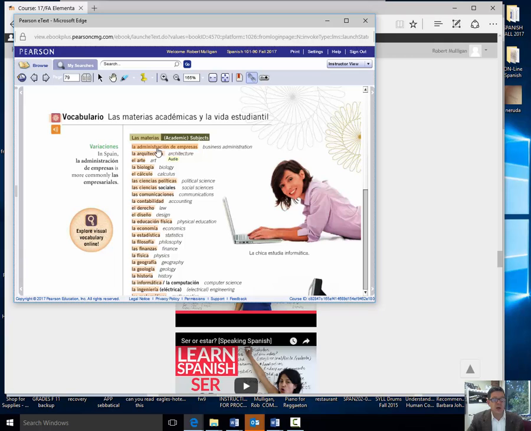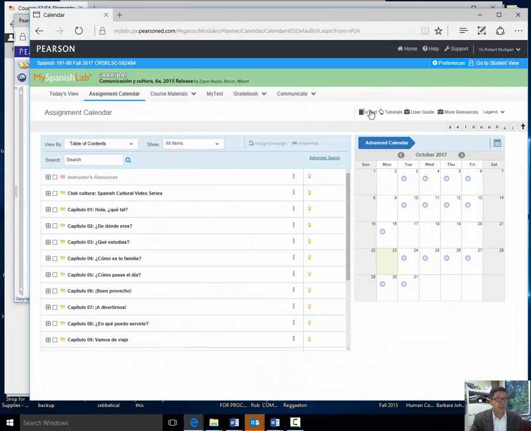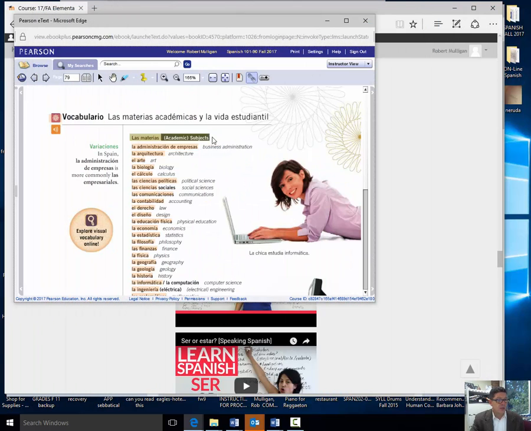So remember, you can click on these and you can hear the audio. La administración de empresas. Use the eText. It's incredibly useful. You get into My Spanish Lab, and then up here, I'll even show you where it is. Let me drag this over. It really is remarkably helpful. Right here is the eText. You click on it, and it will bring up this page right here.